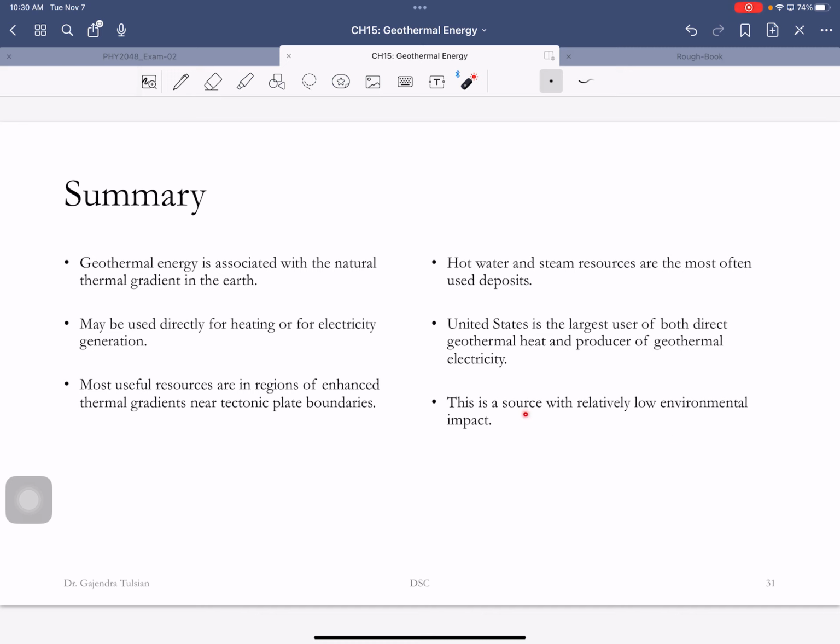So again, this is a source with relatively low environmental impact. But this cannot solve world problems. It's only 0.1 to 1% of the world energy source. But if it's easily available, then we are going to harness it, and Iceland does that.